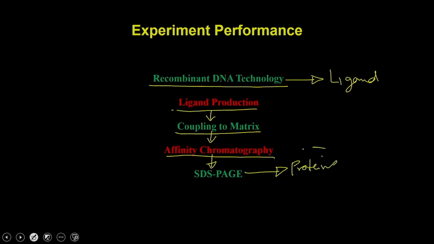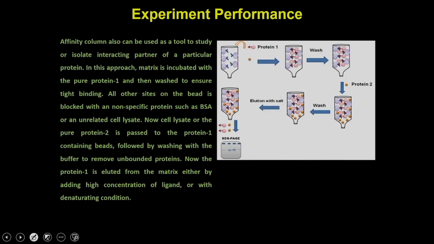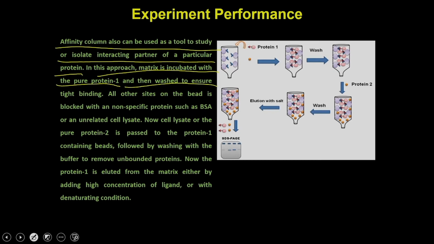These proteins can be identified by two methods: either you do mass spectrometry to identify these proteins, or you can do Western blotting, which also gives you the identity of these proteins, because you can use specific antibodies. So, how to do that? Affinity chromatography can be used to study the interacting partners of a particular protein. In this approach, the matrix is incubated with the pure protein, which in this case means the ligand, and then washed to ensure tight binding.